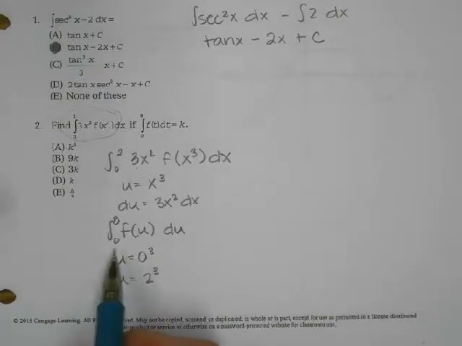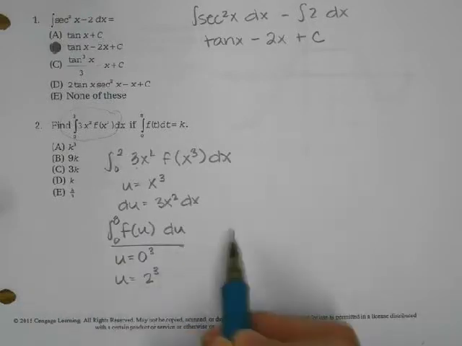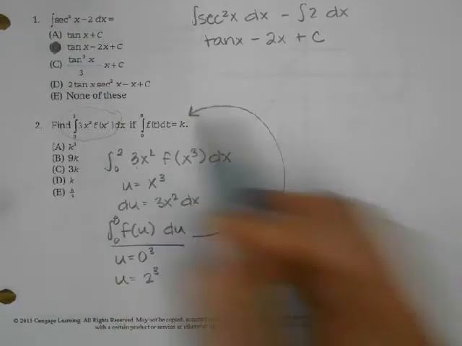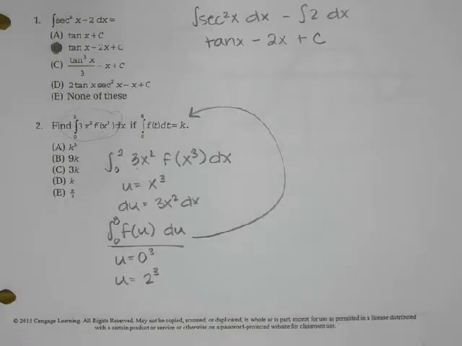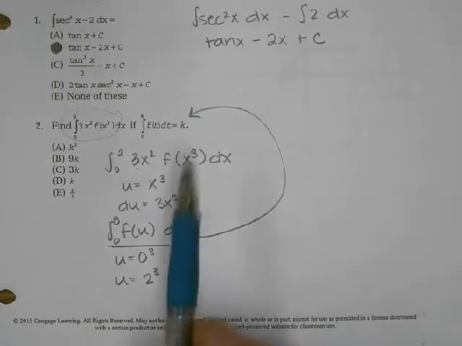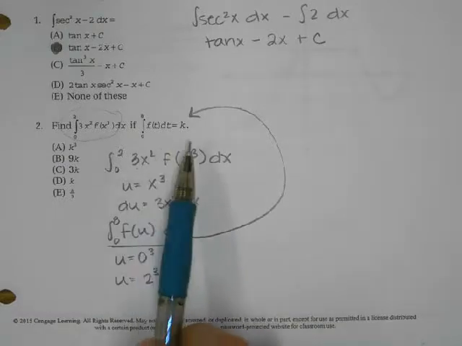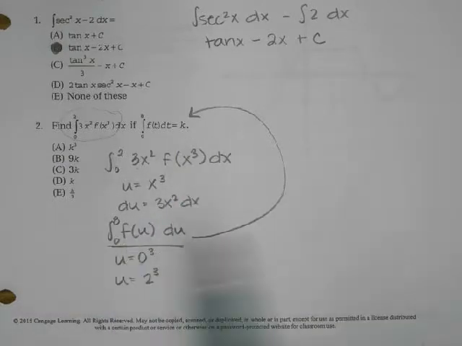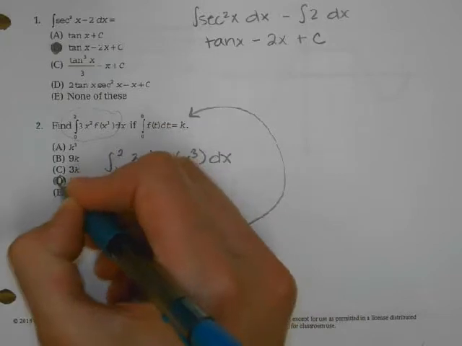And then what I notice is that this is exactly the same as this. It's just using a different variable because I did U-substitution, and up here it's kind of like they did T-substitution. And so that means that when I evaluate this, I'm actually going to get K.